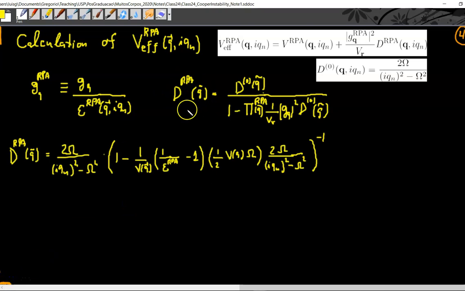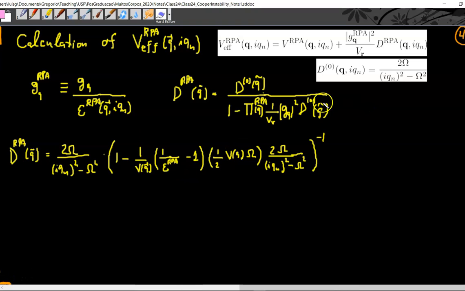Let's start with D0 of Q, which is this, 2 omega over iQn squared minus omega squared, divided by this. So I put all this to the power minus 1. This is pi RPA, which we already know from the previous calculations, is 1 over epsilon RPA minus 1 divided by V of Q. Okay, so that's what we had in the previous slide.